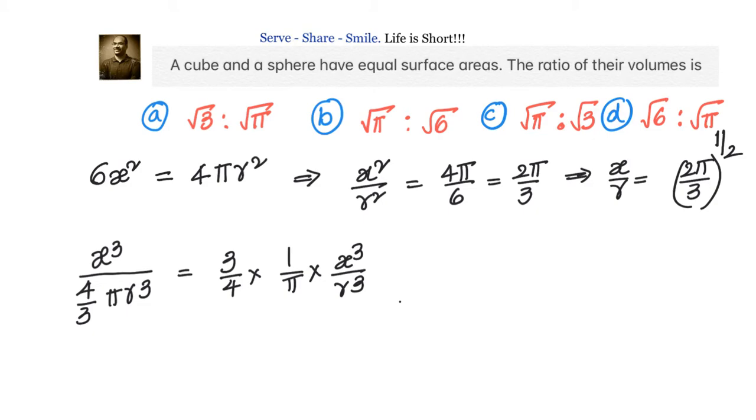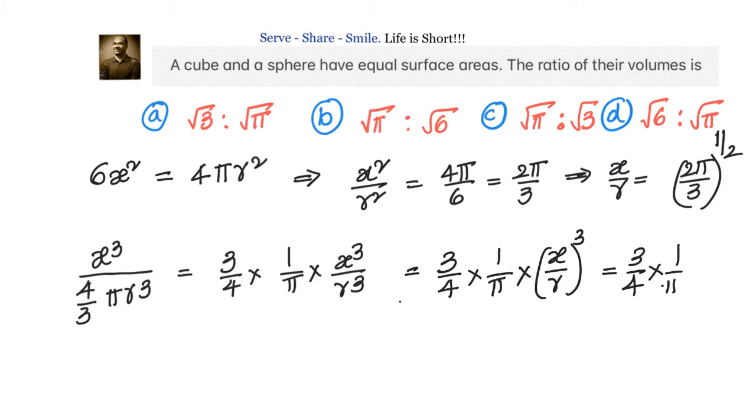So let's go ahead and do that. We can write down. So the ratio of the volumes is 3 by 4 into 1 by pi into x by r whole cube. But we know x by r is 2 pi by 3 whole to the power of 1 by 2. So I can write down 3 by 4 into 1 by pi into 2 pi by 3 whole to the power of cube. So this becomes 3 by 2.